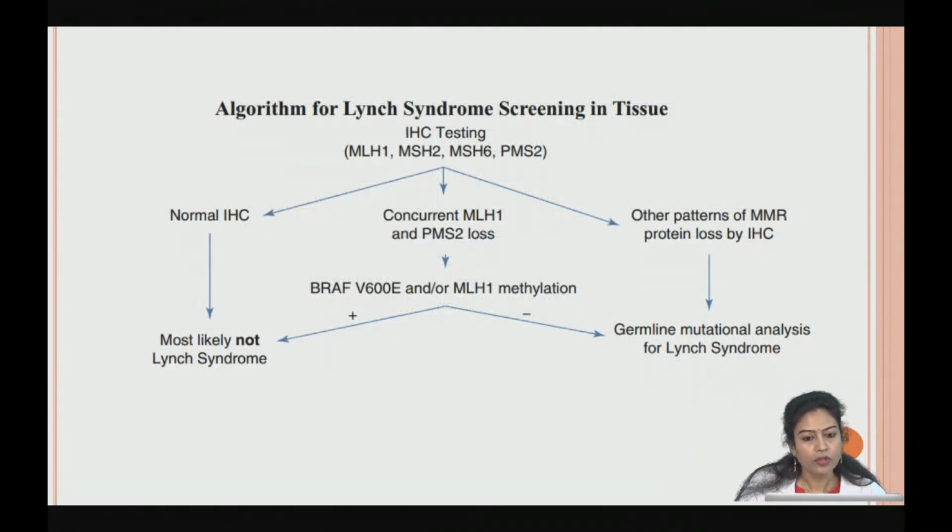Now, what is the algorithm for Lynch syndrome screening? Once you do IHC and you have a normal IHC, then it's not Lynch syndrome. Once you do IHC and you have concurrent MLH1 and PMS2 loss, you should further go for BRAF or MLH1 methylation testing. If it is positive, it is not Lynch syndrome. And if it is negative, it indicates a germline mutational analysis for Lynch syndrome.